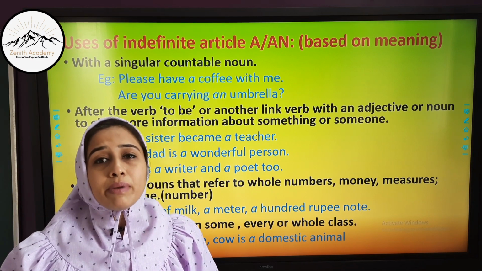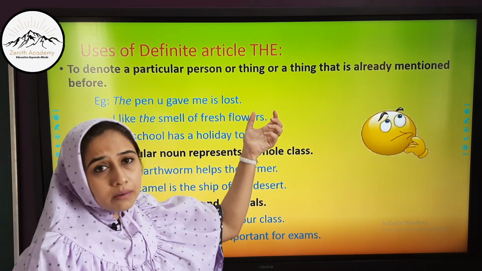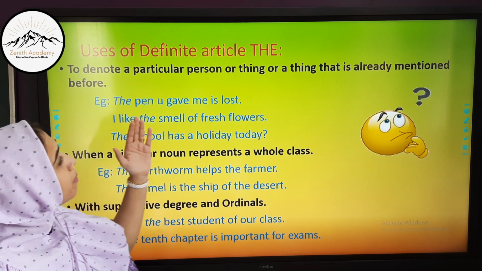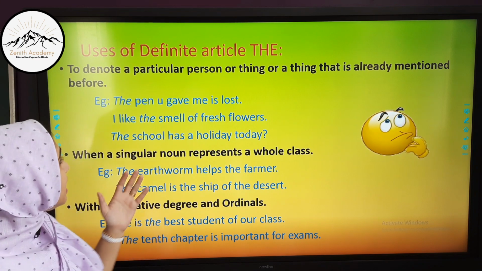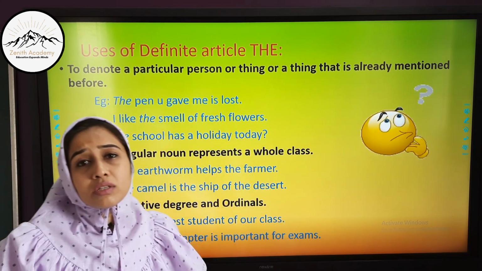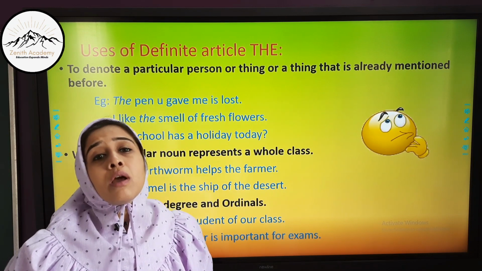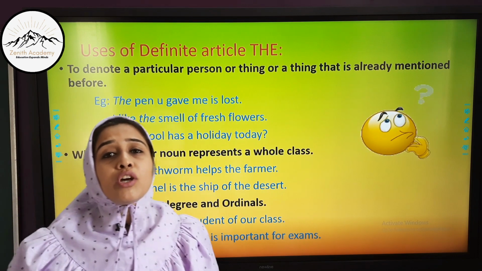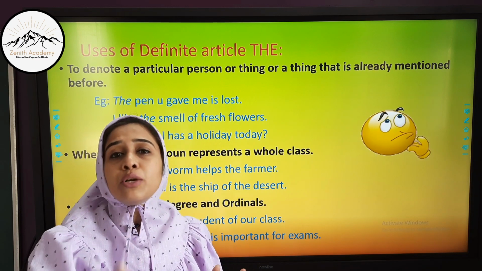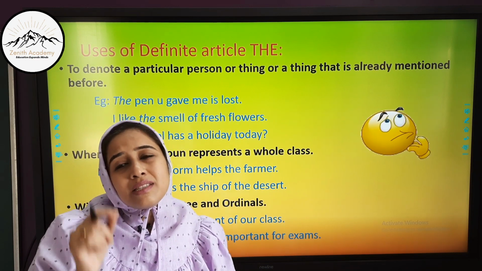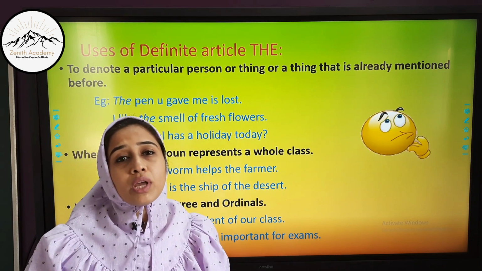We will see a few examples. Let's move ahead to the definite article. Uses of the definite article the: to denote a particular person or thing that is already mentioned before. Now when I say, the pen you gave me is lost, I am not saying a pen. The pen you gave me is lost means you and I both have a clear picture of which pen I am talking about. The pen that I am talking about is already mentioned before because I took it from you. This is also a demonstrative adjective, the. It demonstrates one particular thing that I am talking about.